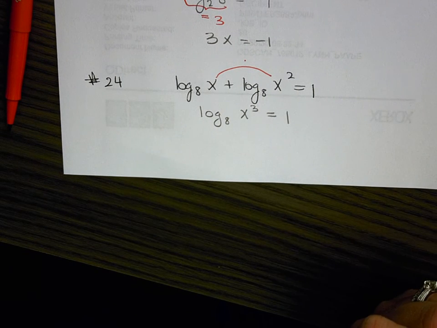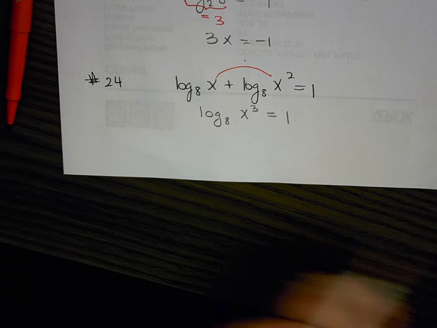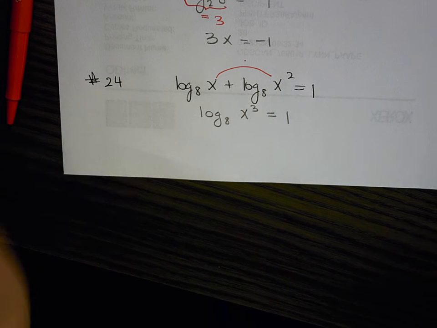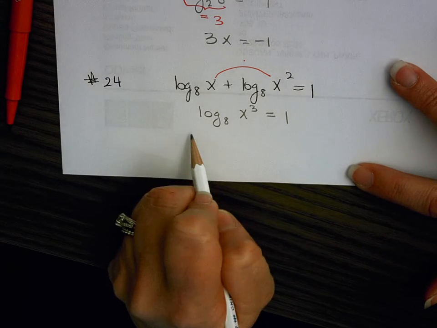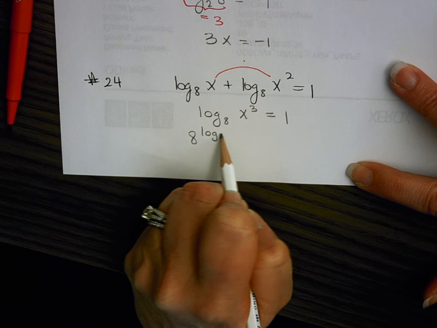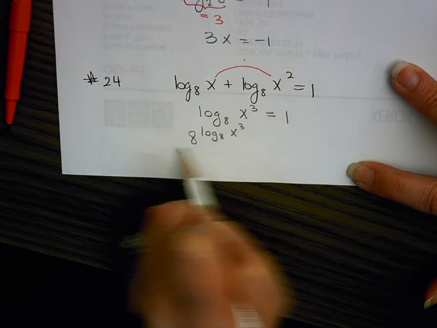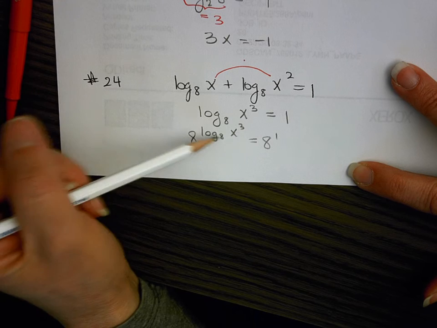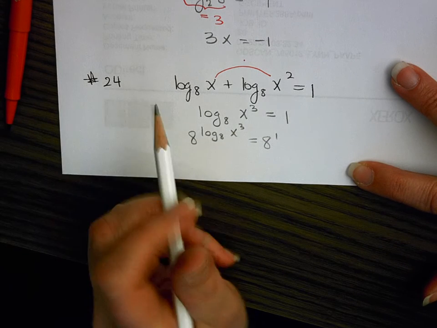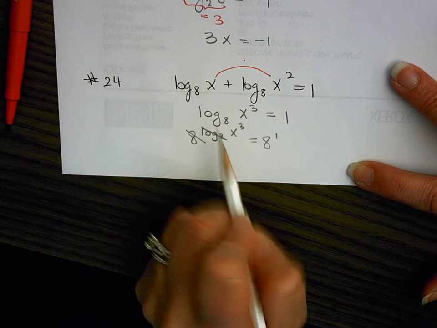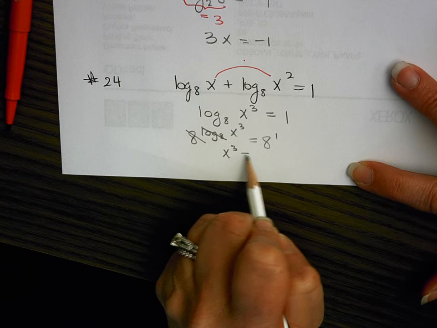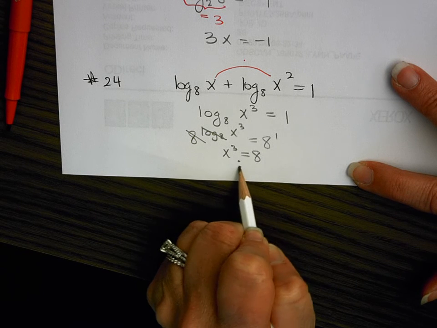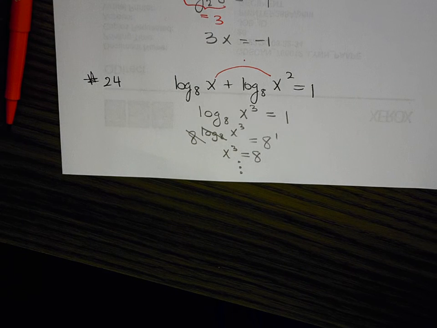And then in order to solve for x, I need to get rid of the log 8. So I'm going to make this a power on base 8. And if I do that to the left, I have to do that to the right as well. So 8 to the power of log 8, and then 8 to the first. So this would cancel, leaving me with x cubed is equal to 8, and then I just need to finish it out and solve for x. And that's it.